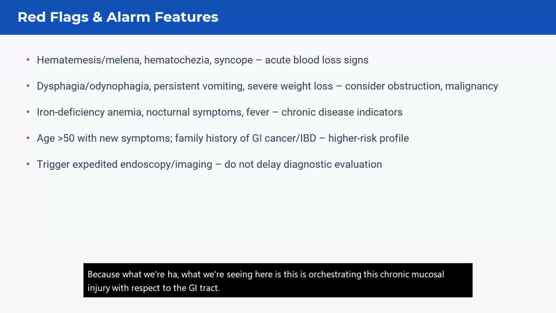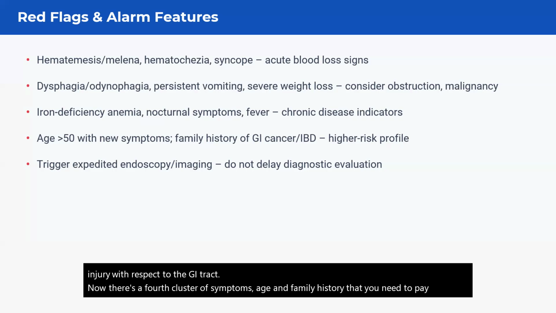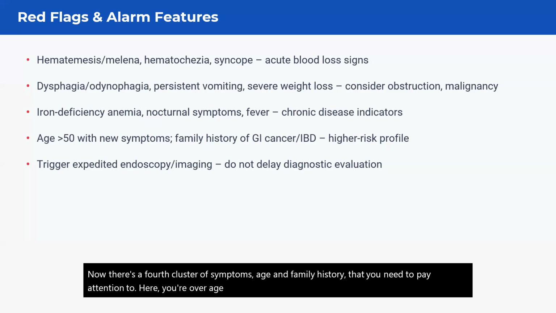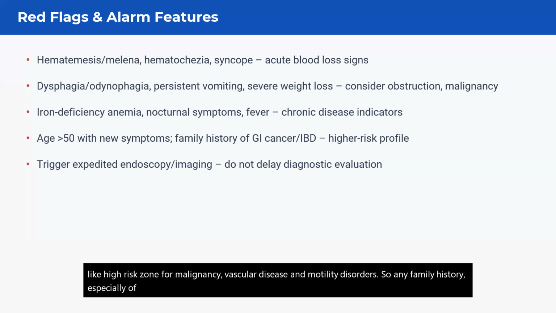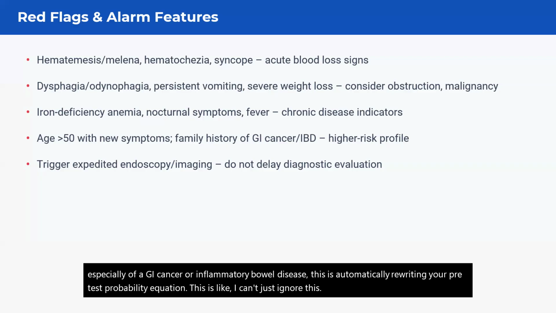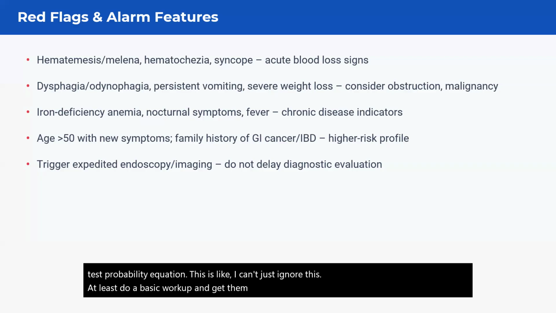Now, there's a fourth cluster of symptoms, age, and family history that you need to pay attention to here. You're over age 50 with new GI symptoms. You can't ever dismiss that as reflux. This is like a high risk zone for malignancy, vascular disease, and motility disorders. So any family history, especially of a GI cancer or inflammatory bowel disease, is automatically rewriting your pretest probability equation. I can't just ignore this. At least do a basic workup and get them into GI sooner rather than later, and lead with their age, because that is the tell, the red flag.